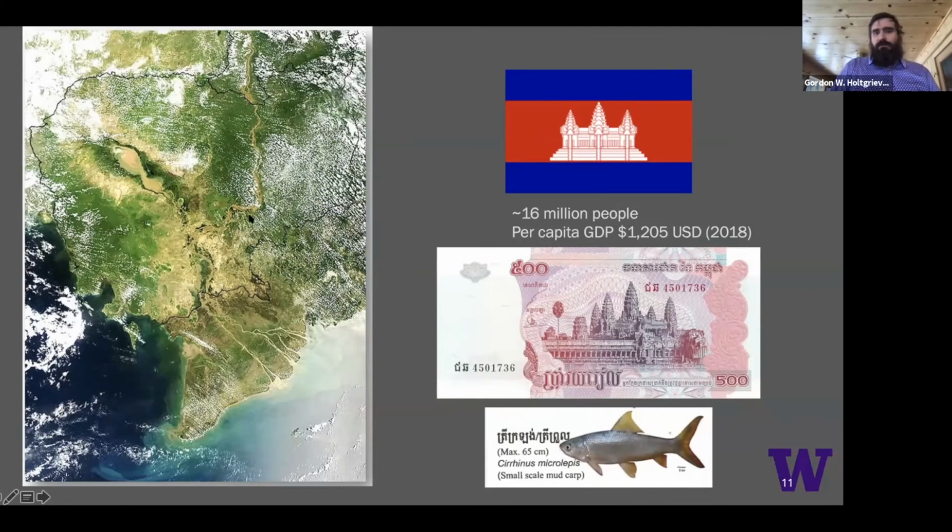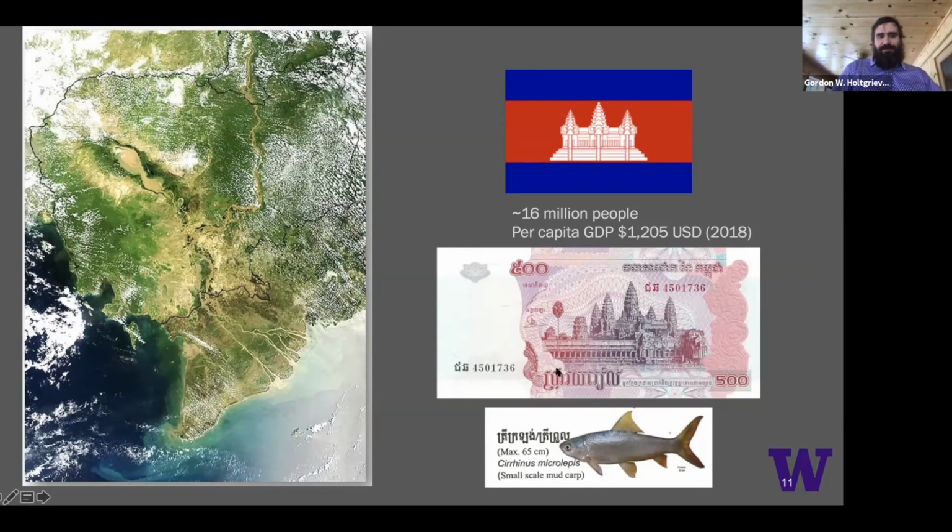entirely within Cambodia. About 16 million people, about $1,200 US annually in terms of per capita GDP. This is the currency. The riel is the name of the currency in Cambodia. And this here is a small-scale mud carp, which is also called the riel, right? So in Cambodia, the money is directly tied to the fish.